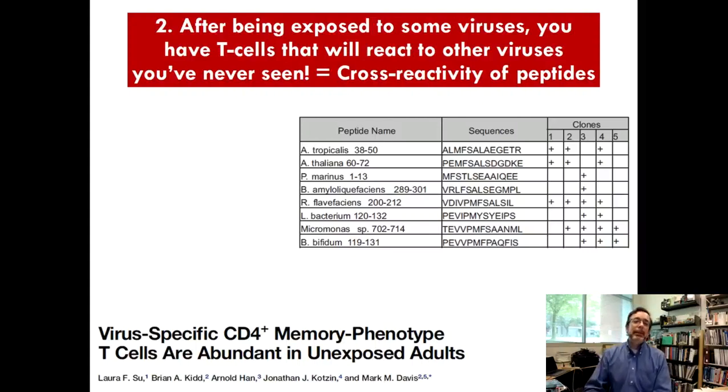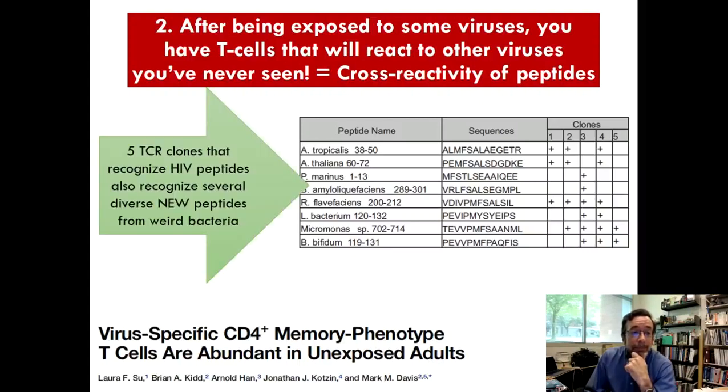This is what we're talking about with cross-reactivity of peptides. There are several other cases, and sometimes you can trace it down to the exact sequence, sometimes you can't. But the thing is, this exists, and you can trace it down. This is where Davis's study started. He had 5 TCR clones, and these were all, by the way, originally raised against HIV peptides. And then they found out that they would recognize these peptides from weird bacteria. They're like, why is this?